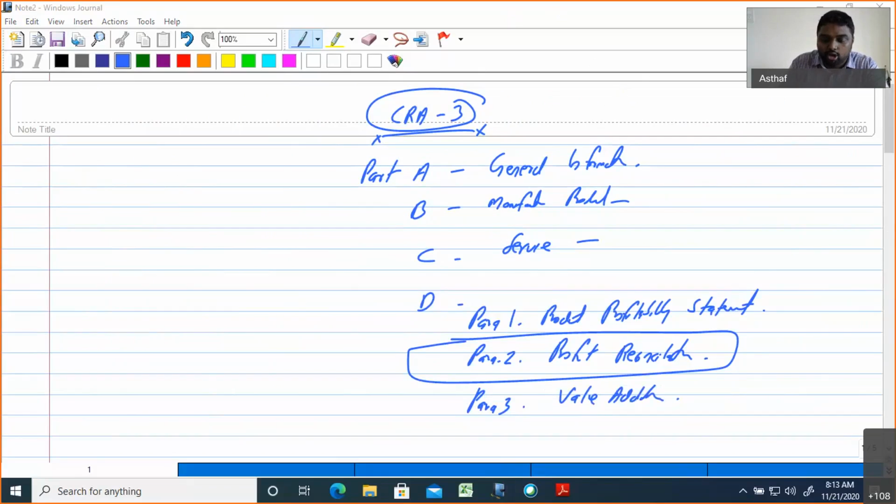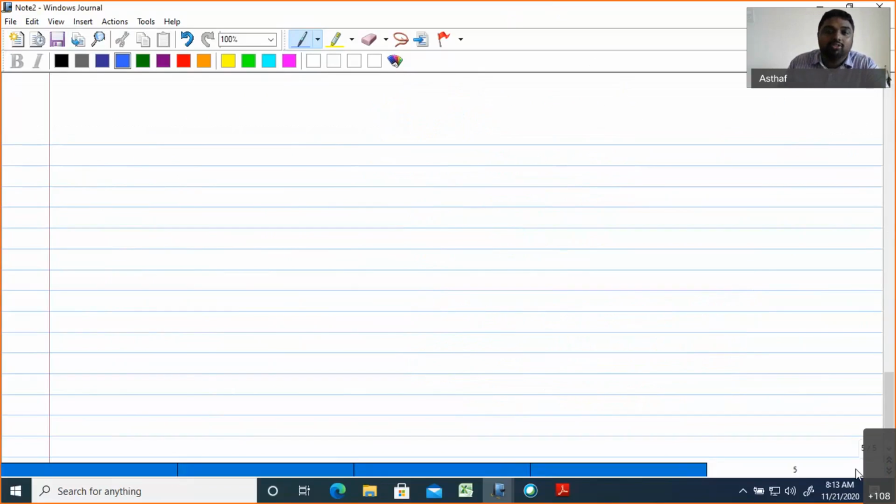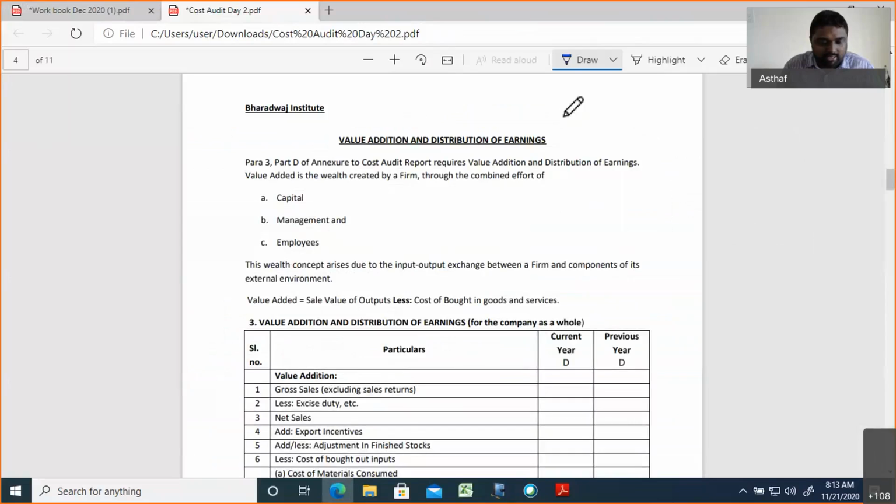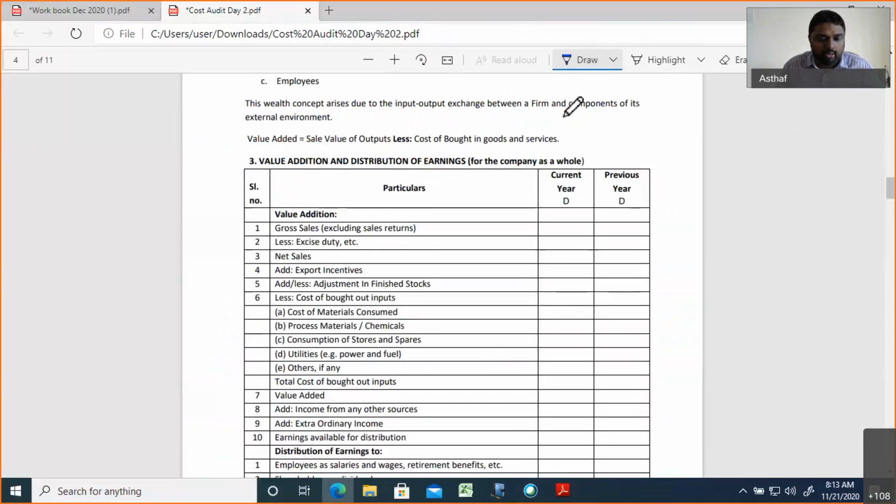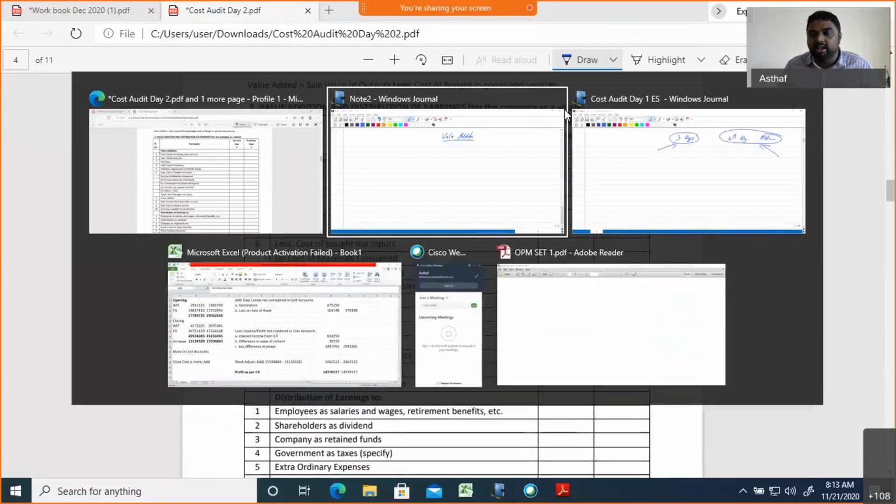We are ready. Hope you are also ready. We can start. So first I will tell you the simple way. See, for this value addition, we have to approach a small format. So I will show you the format. You can just take a photo or you can copy. So first let me tell you what is value addition.